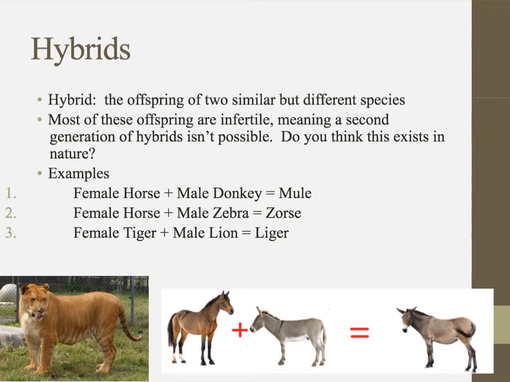All right, but some common examples, again, the zorse, which is made from a horse and a donkey. Sorry, here's a zorse. A mule, which we see a lot around here in Amish country, is the offspring of a female horse and a male donkey. And ligers, yes, ligers are real, okay, and that is the offspring of a female tiger and a male lion.